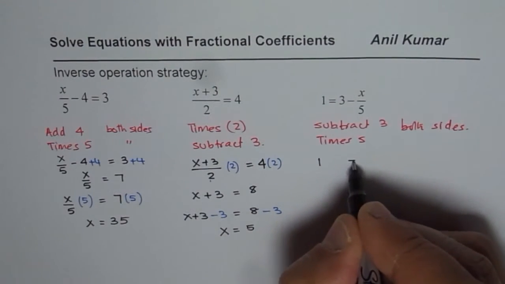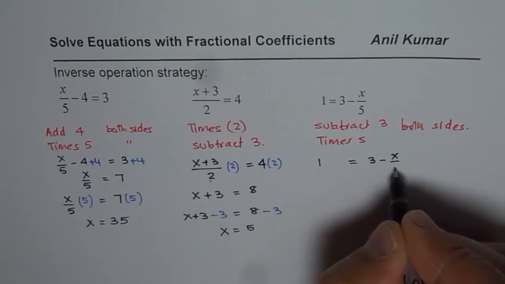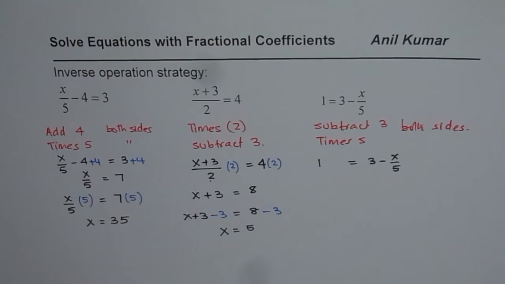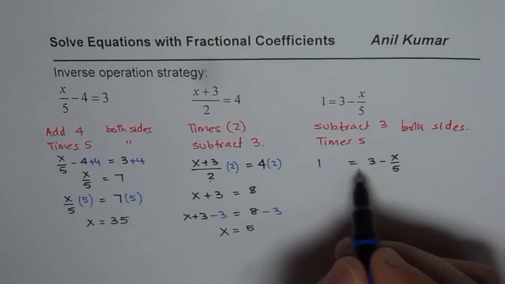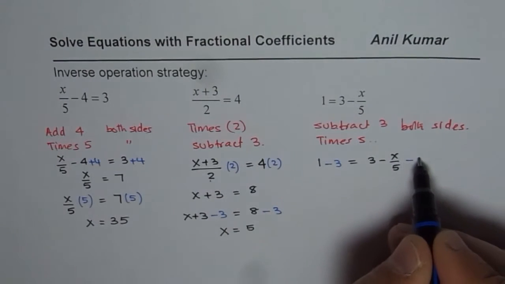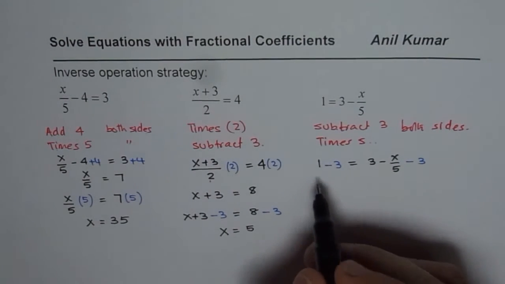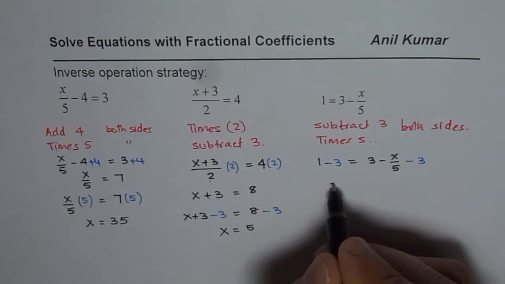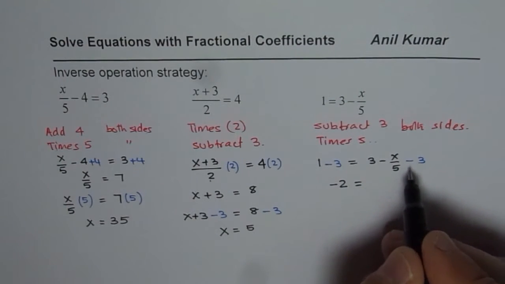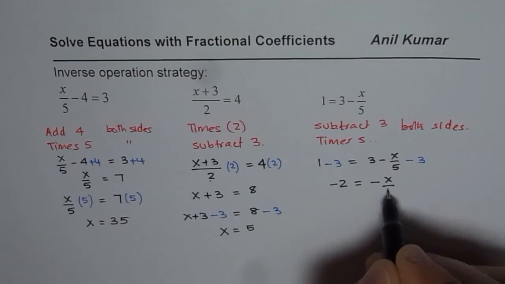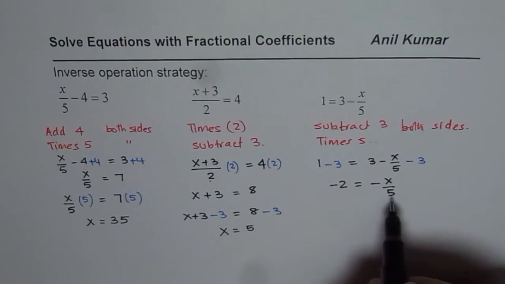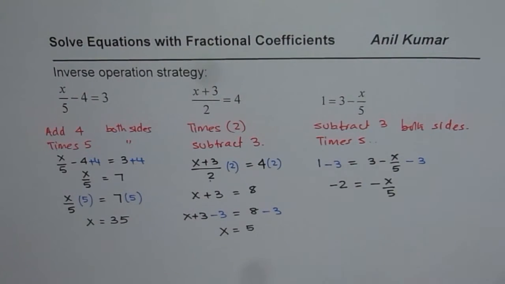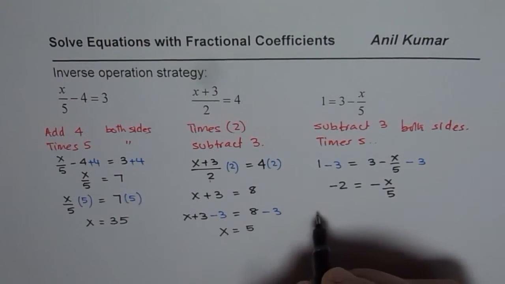So we have 1 equals 3 minus x over 5. Now there is a mistake here. We'll check what the mistake is. So from 1, we have to subtract 3. Subtract 3, correct. So once you subtract 3, you get 1 minus 3, which is minus 2, right? Now 3 minus 3 is 0, so you get minus x divided by 5, right? Now here you also have a negative sign associated with it. So anyway, what we will do, first step is we'll do times 5, and then see how to take care of the negative sign.